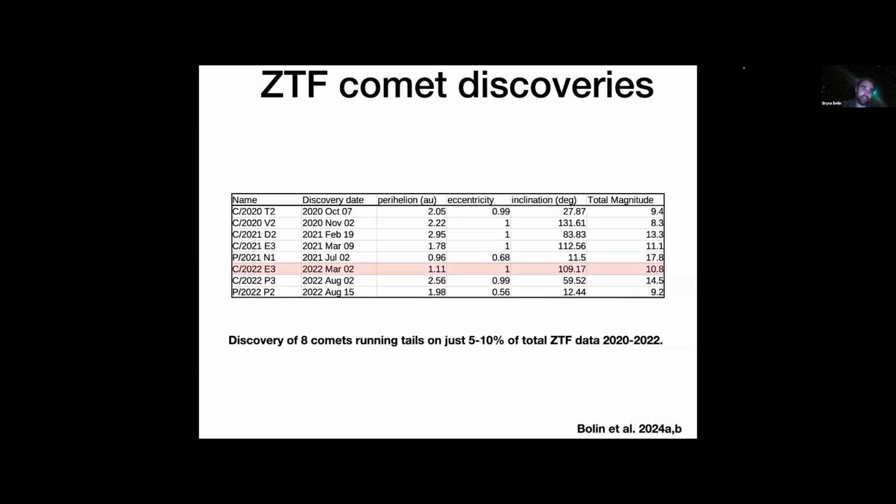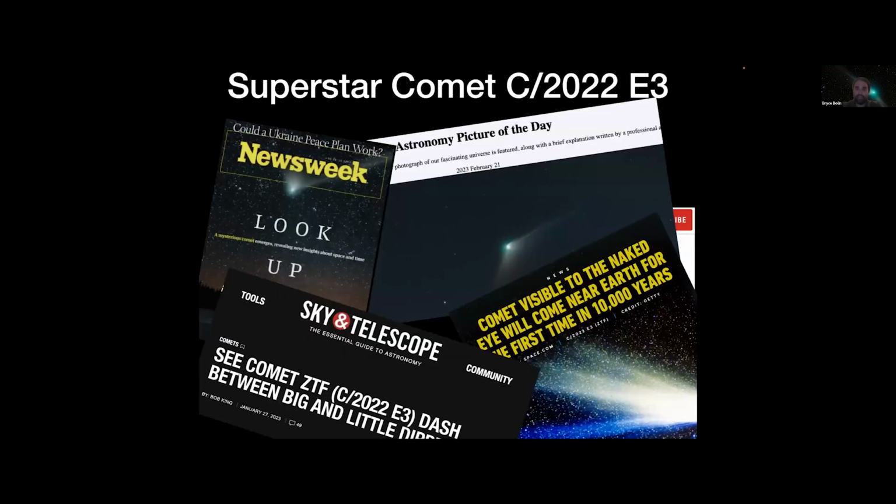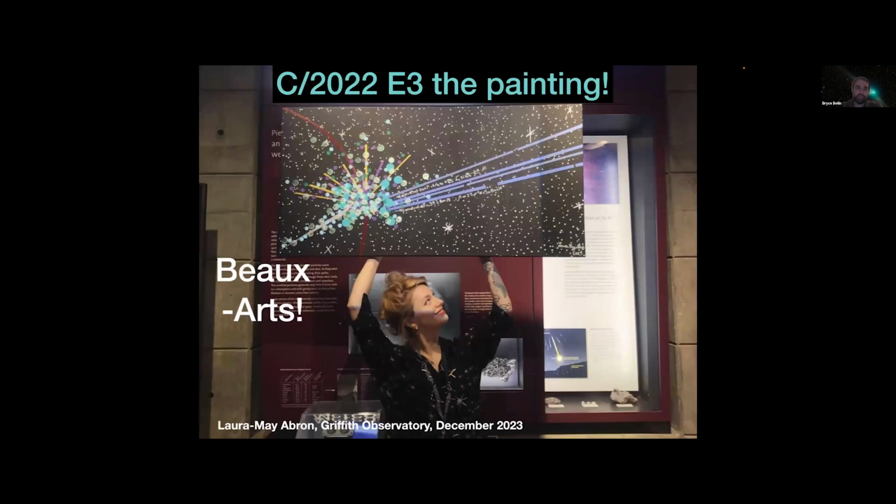One you might recognize here is called C/2022 E3, which, for some weird reason, got a lot of coverage in the media, but it was a pretty looking comet, at least. So all the astrophotographers went crazy for it. And it also inspired the Beaux-Arts. This is a painting of the comet as interpreted by Laura May Abram at Griffith Observatory.